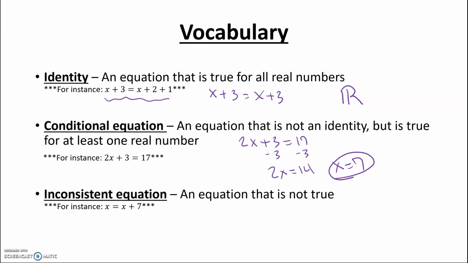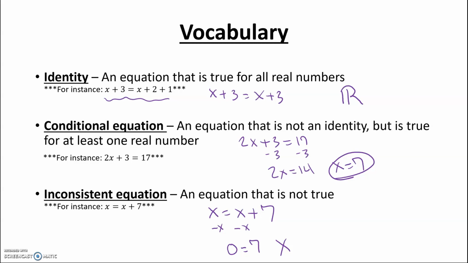And then the last one is inconsistent. You might have learned this as no solution. And a good example of that, x equals x plus 7. Notice what happens here. If I subtract x from both sides, I'm going to be left with 0 equals 7. When does 0 equal 7? Never, right? That is not true. So before you might have written this as no solution. Same concept. We call it an inconsistent equation. It's not going to work.